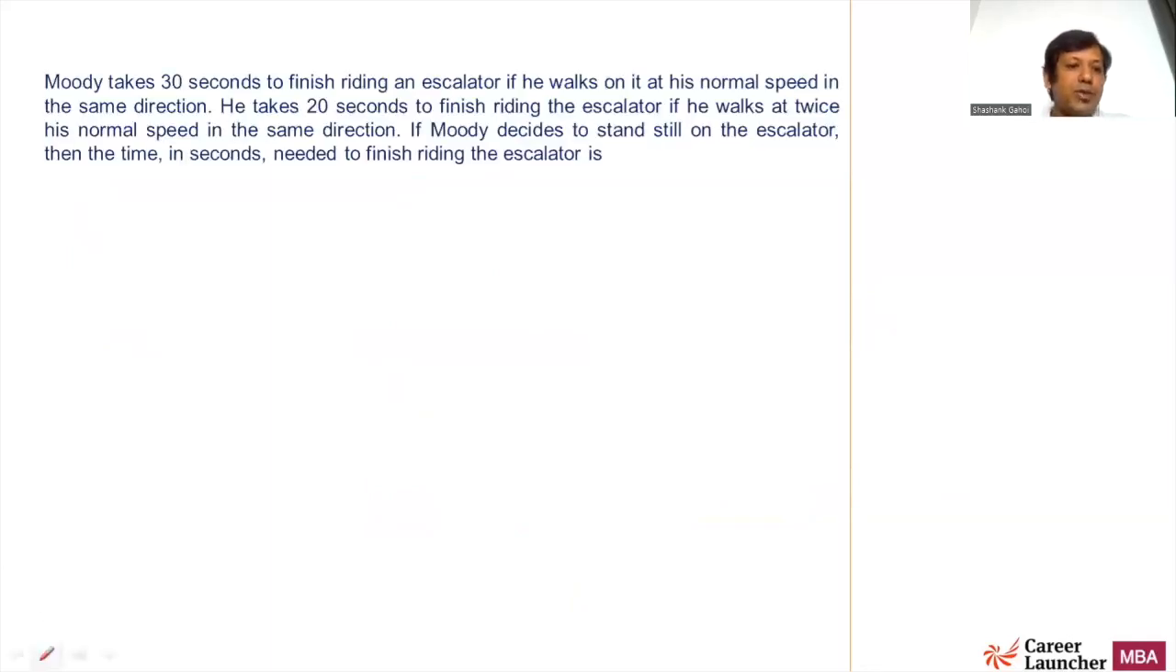Moody takes a total of 30 seconds to finish riding an escalator. Okay, so basically there are two things that are moving. One is Moody, second one is escalator. If he walks at a normal speed in the same direction, I am assuming that in 1 second, Moody is taking 1 step, escalator is taking x steps. And he is in total taking 30 seconds. So in 30 seconds, Moody is going to finish 30 steps and escalator is going to finish 30x steps. So total number of steps in an escalator is going to be 30 plus 30x.